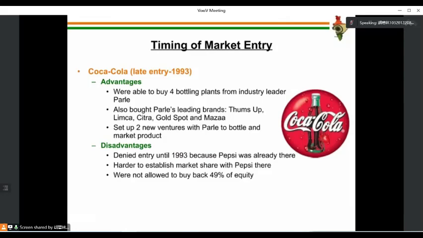However, their disadvantage is that they were denied entry until 1993 due to the closed economy policy. In the end, Pepsi was already there. They stepped in much earlier than the Coca-Cola company, and it was harder for Coca-Cola to establish market share against Pepsi. And they were not allowed to buy back the 49% shares.